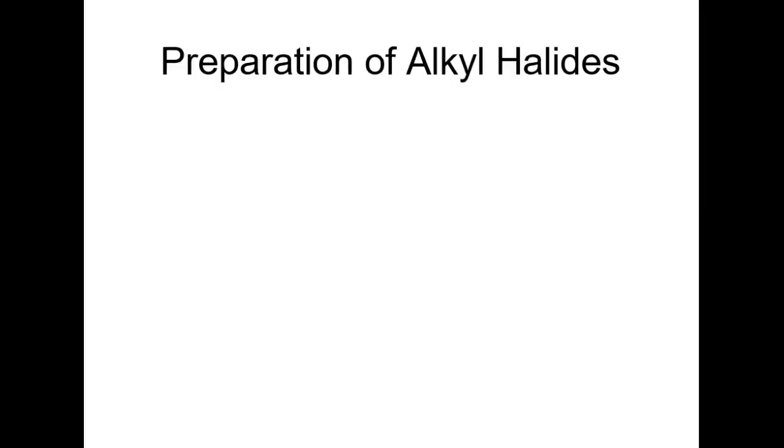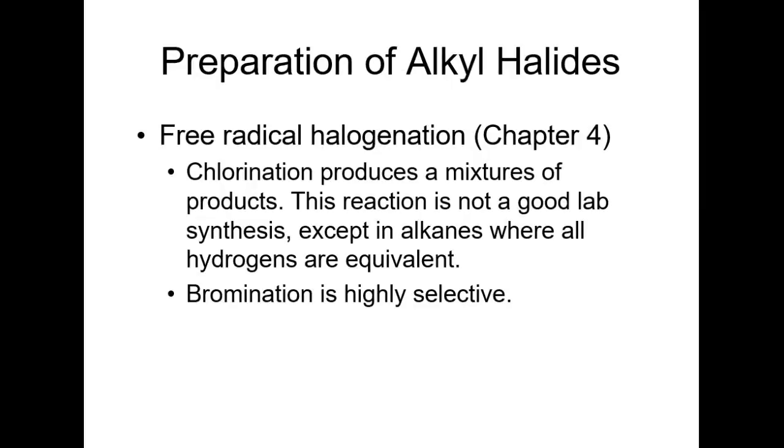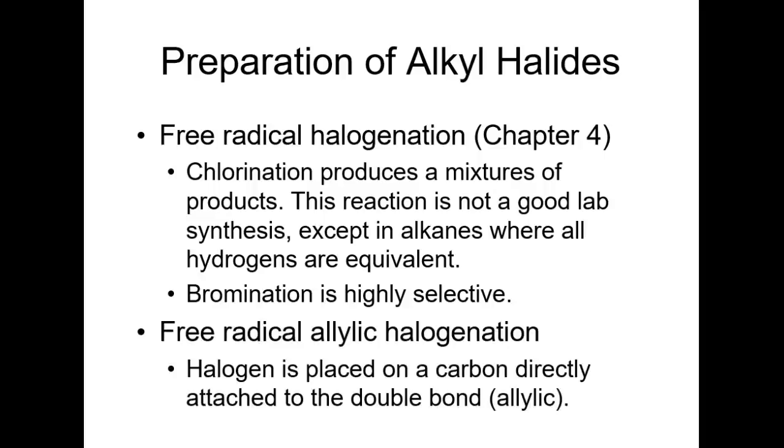All right, that was some properties. Let's now start talking about the preparation, the synthesis of alkyl halides. Some of the common ones that we've talked about is free radical halogenation. Remember, chlorination is not very selective. It produces a mixture of products. But remember, bromination is very highly selective. It goes for the more substituted position because you form the more stable radical.